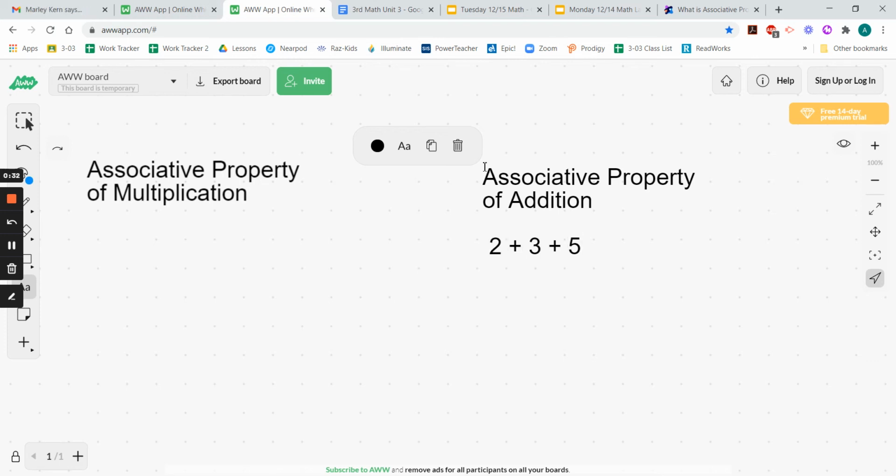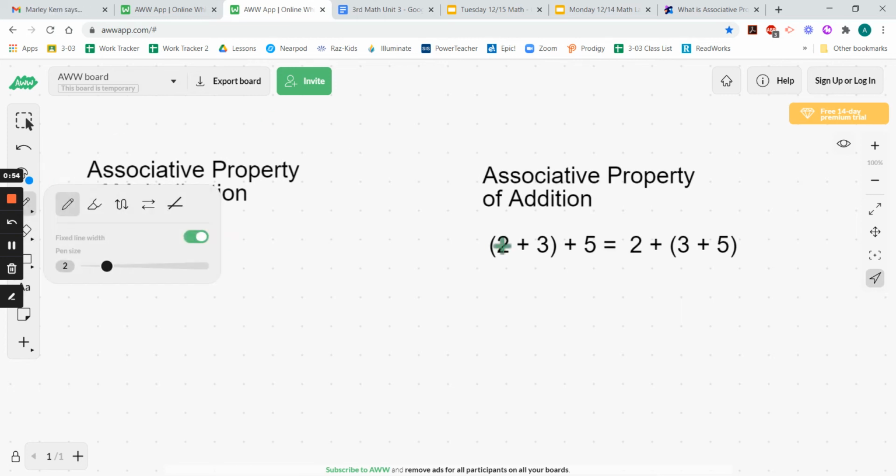So I can add 2 and 3 first, get my answer, and then add 5. Or I can add 3 and 5 first, get my answer, and then add 2. Both ways will give me the answer of 10. Notice that I put parentheses around two numbers. The parentheses is super important because it tells me which two numbers I'm working with first.